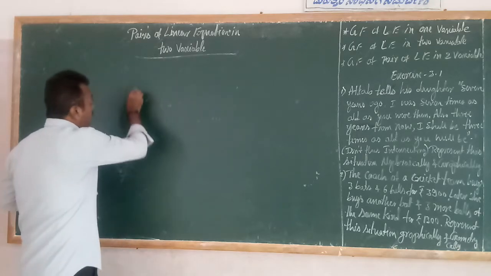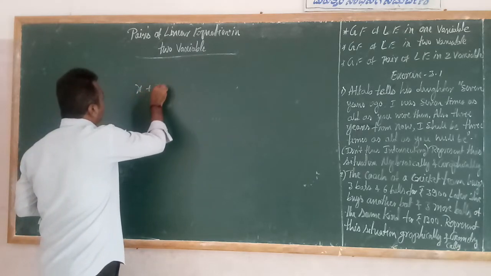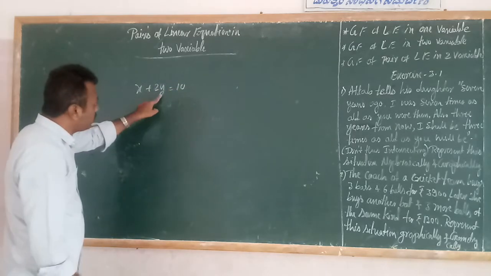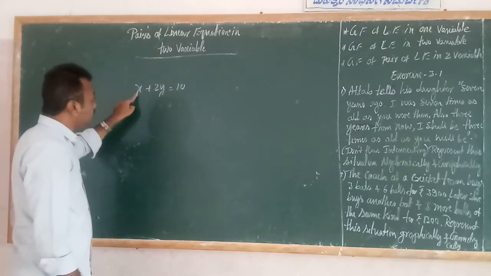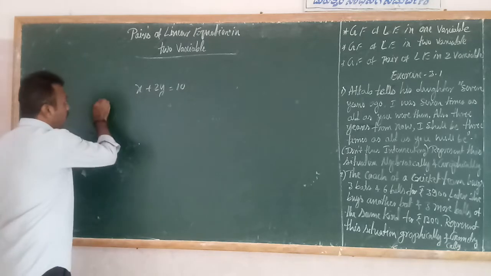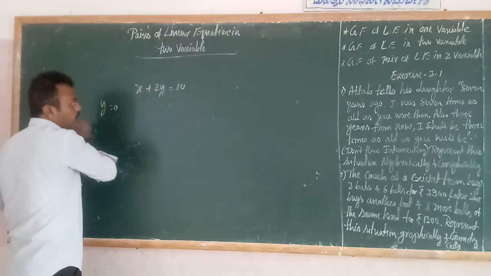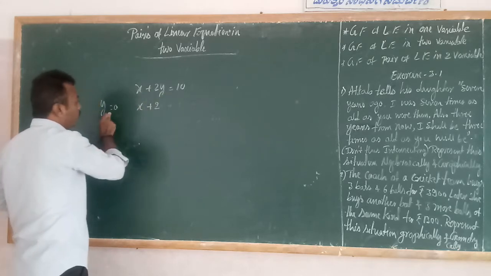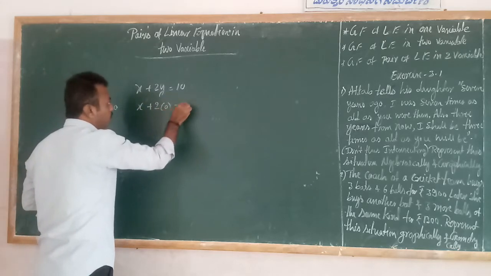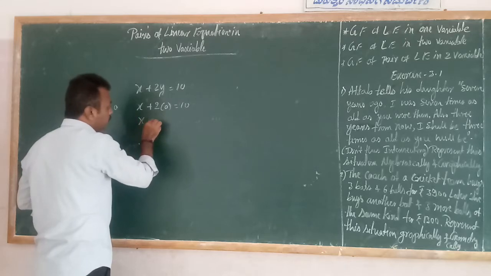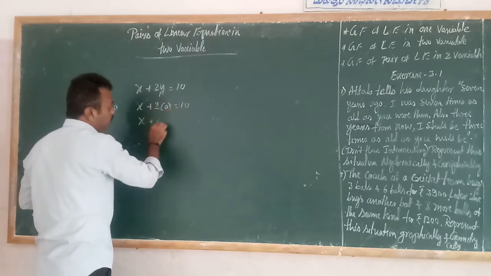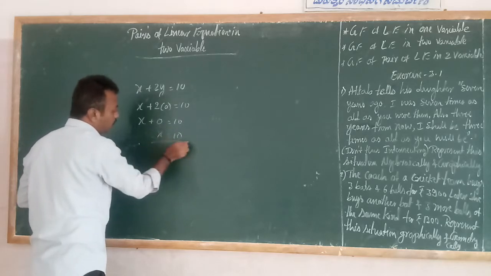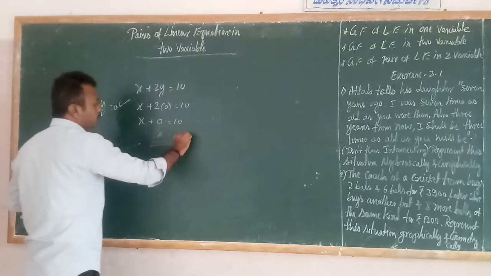See, I will give an example. x plus 2y is equal to 10. I will put in the y value, and the x value will exist. For example, I will put y is equal to 0. So what is the x value? x plus 2 into 0 is equal to 10. 2 into 0 is 0, so x plus 0 is equal to 10, x is equal to 10. This is the value of x. The y value is 0, the x value is 10.